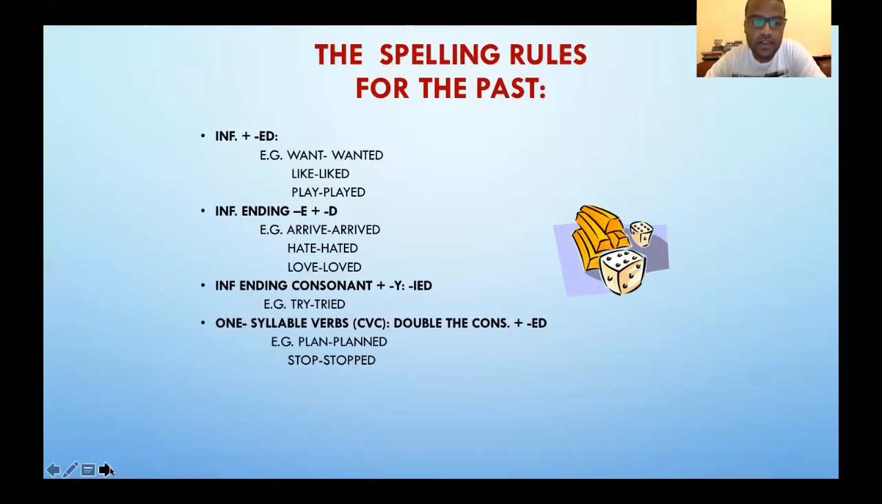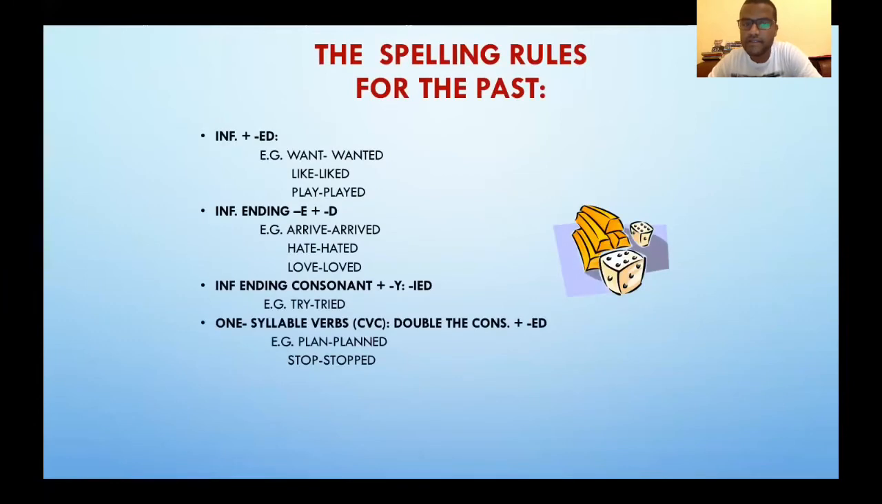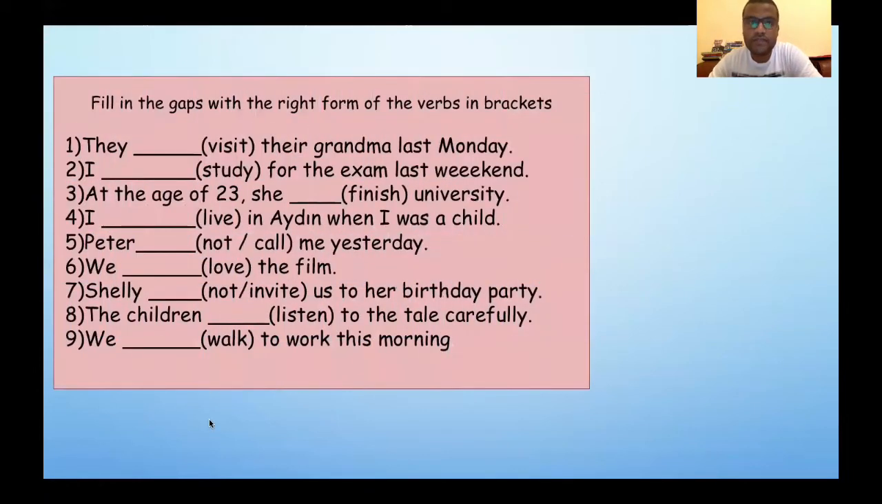Then this is the exception verb that we get, which means that to some verbs we're going to add d, to some verbs we're going to add ed, and to some verbs we're going to add ied. Also, here we have the quick exercise. Fill the gaps with the right form of the verbs in brackets.